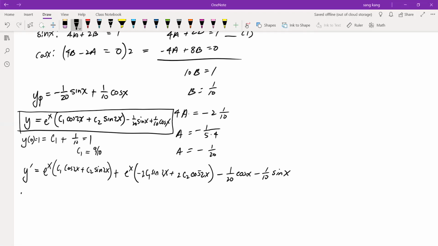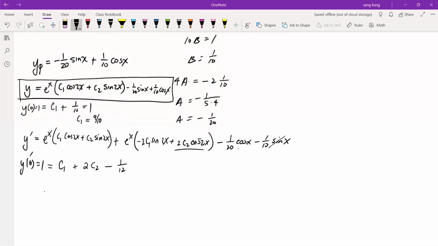And now let's plug in for y prime. This equals 1. So we'll have c1, sine is gone. This is gone. Plus c2 times 2, coming from this. And then we also have a minus 1/20 coming from this guy. And this goes to 0. So we know c1 from our previous equation. So we have 1 equals 9/10 plus 2c2. Well, why do I have 1/12 there? This should be 1/20.